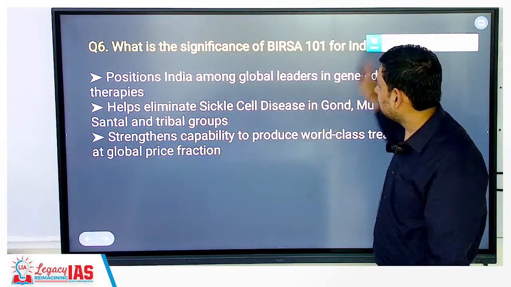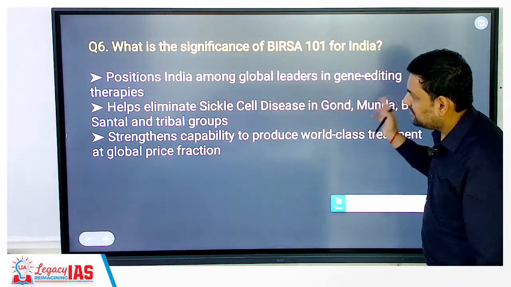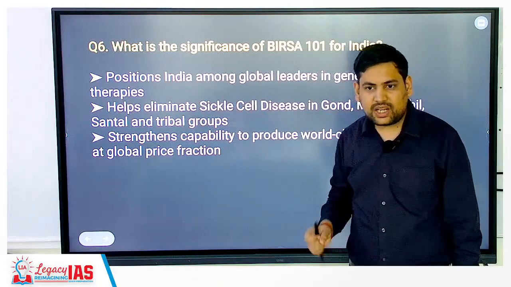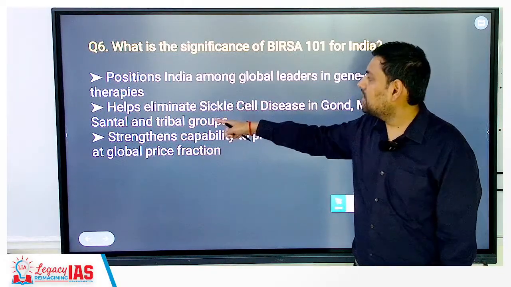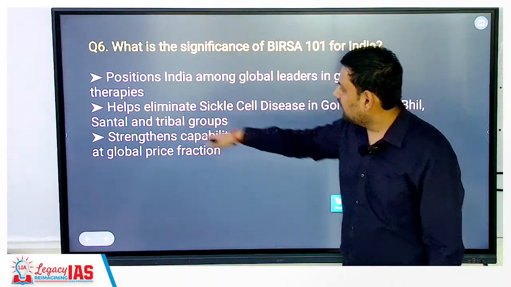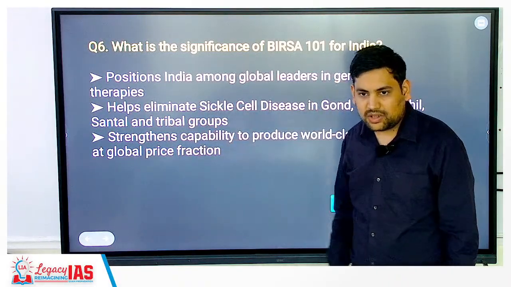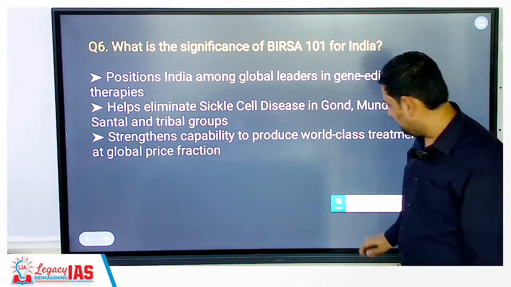Then significance. This will position India among global leaders in gene editing therapy, because this is the first time we are able to develop something using CRISPR-Cas9. Okay. Then it helps eliminate sickle cell disease in Gond, Munda, Bhil, Santhal, all these tribal groups. Okay. Then it strengthens capability to produce world-class treatments. Fine.